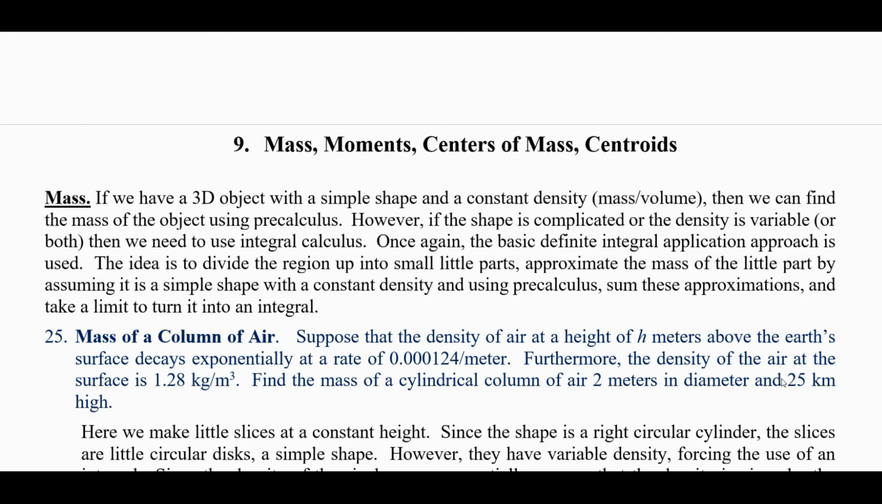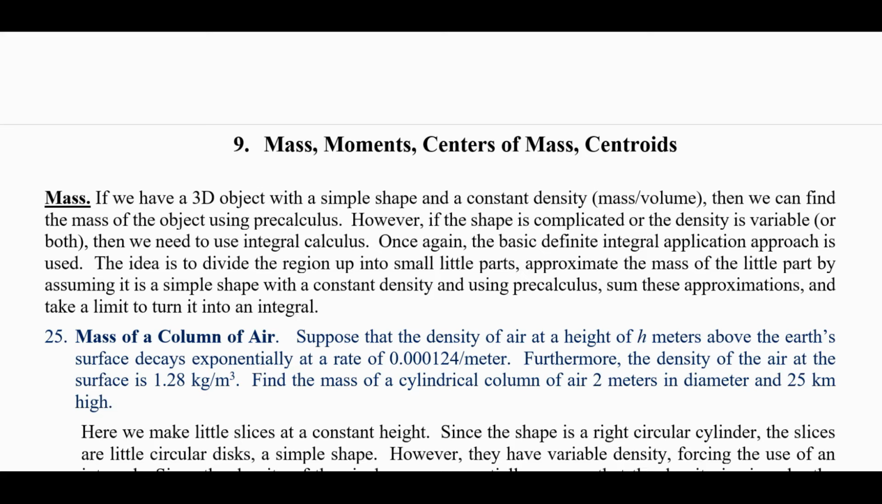However, if the shape is complicated, or if the density is variable, or both, then we need to use integral calculus to figure this out. Once again, the basic definite integral application approach is used. The idea is to divide up the region into small little parts, approximate the mass of the little part by assuming it is a simple shape with a constant density and using precalculus. Sum these approximations and then take a limit to turn it into an integral.